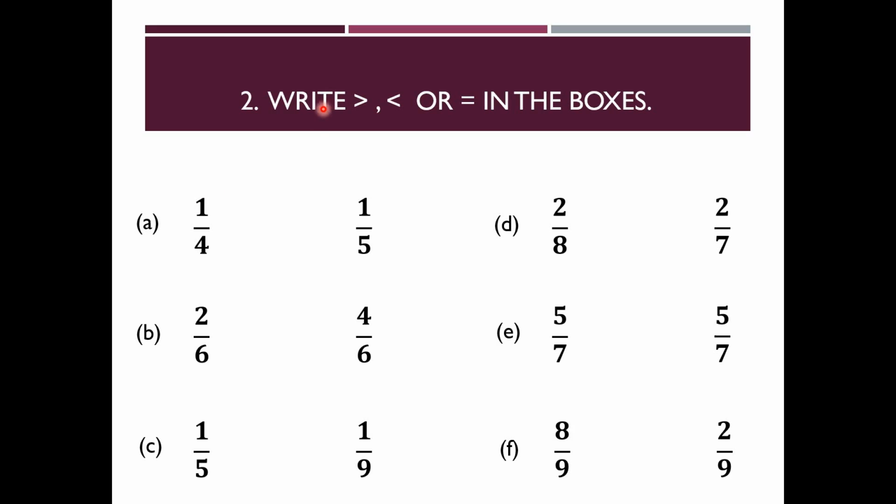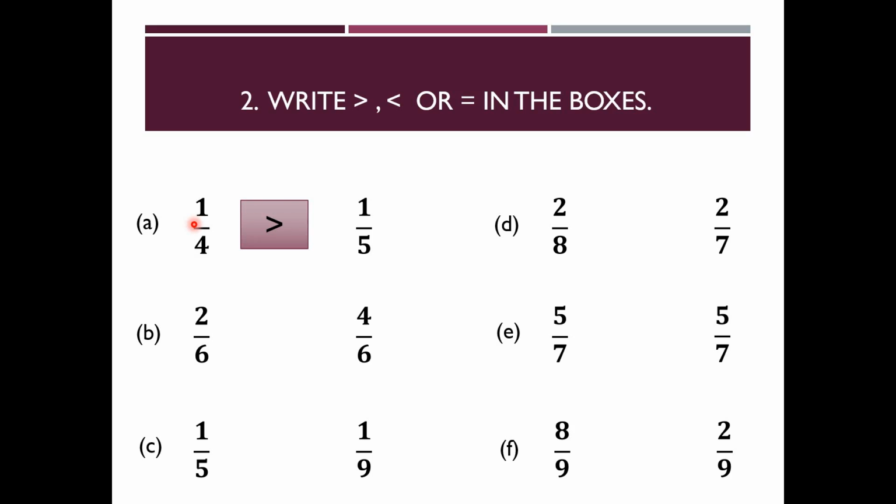Next we have to write more than, less than or equal to in the boxes. So here we have to write more than, less than or equal to in these boxes. The first is 1 upon 4 and 1 upon 5. Let's see, when we compare 1 upon 4 and 1 upon 5, which one is greater, lesser than or equal to.